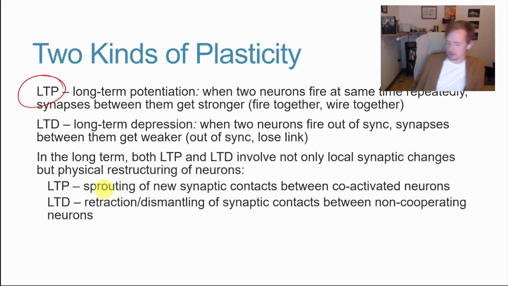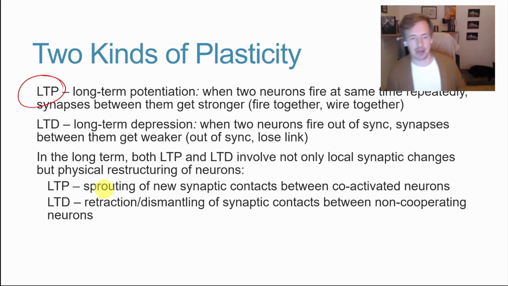So in the long term, both of these things are going to happen to help us restructure our neurons so they can communicate more efficiently based on our environment and based on what we interact with around us.